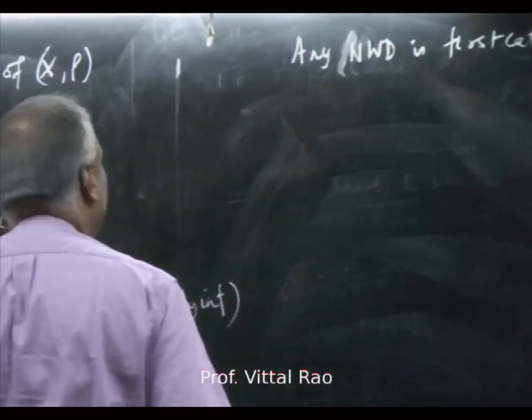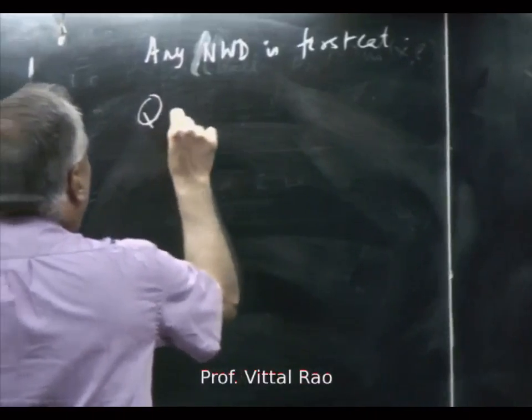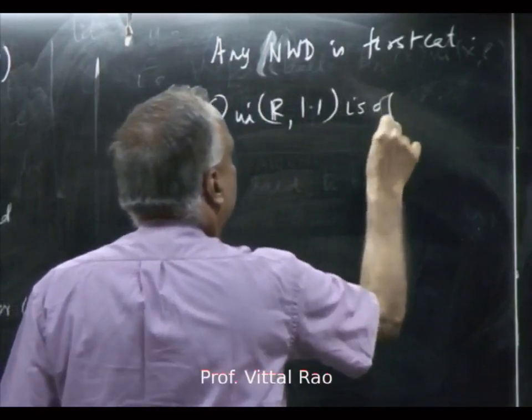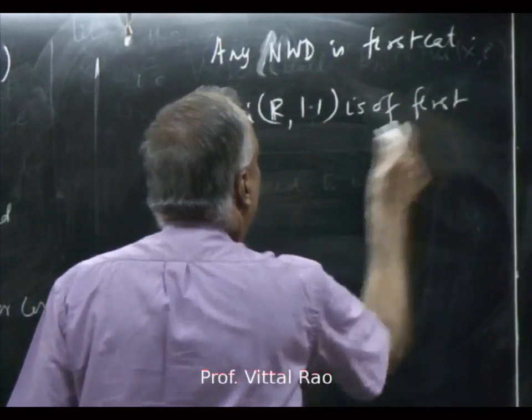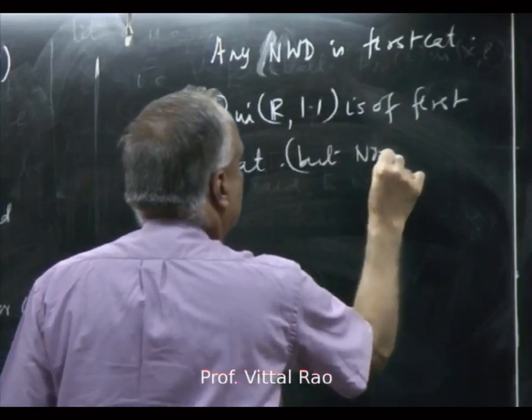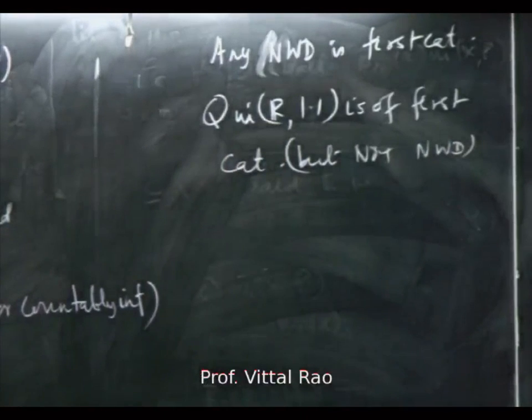Any nowhere dense set is first category. Q in the metric space R is of first category, but not nowhere dense, because it is a dense set, but it is the union of individual members. Each individual member is a nowhere dense set. So there is a countably infinite union of nowhere dense sets, and therefore it is first category. Okay.